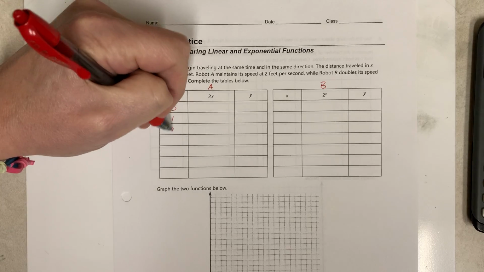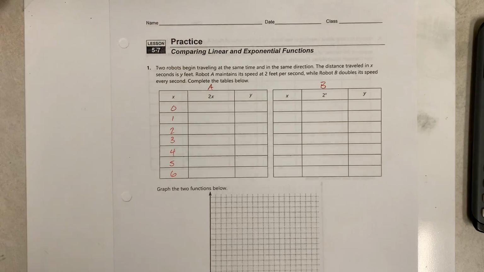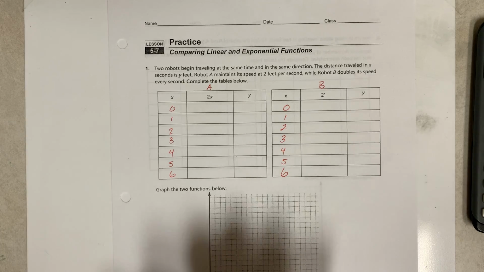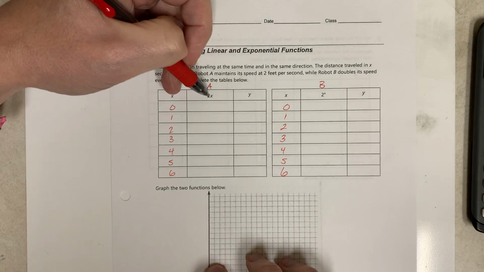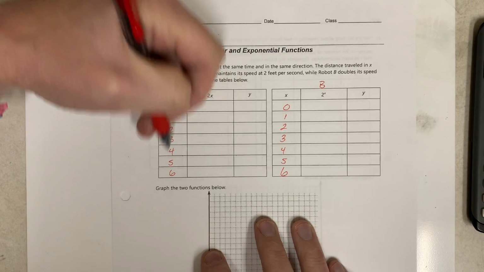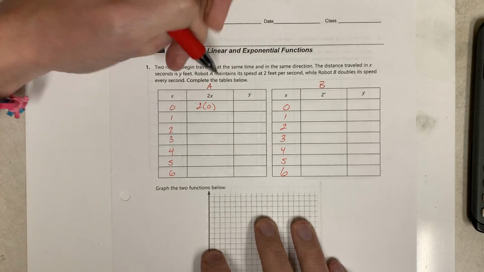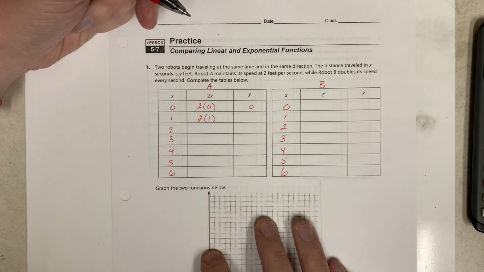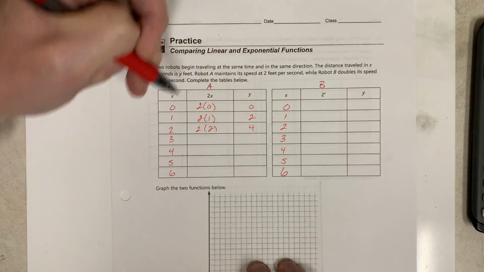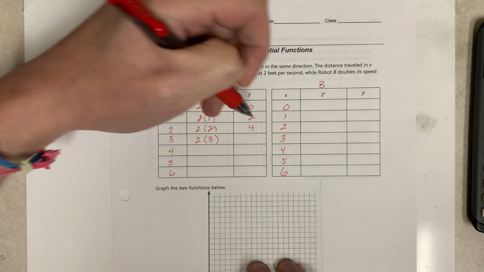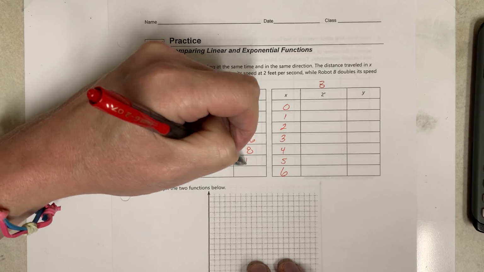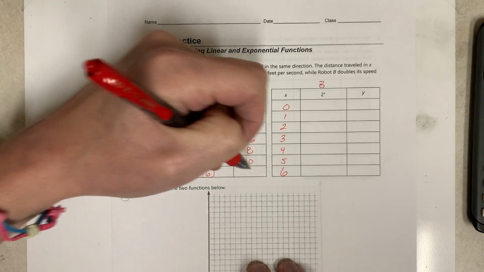So 0, 1, 2, 3, 4, 5, 6. And the same over here, 0, 1, 2, 3, 4, 5, 6. And we just need to complete the tables. So for robot A, it's 2 times x, so basically 2 times whatever these values are each time. 2 times 0 is 0. 2 times 1 is 2. 2 times 2 is 4. 2 times 3 is 6. 2 times 4 is 8, 2 times 5, 10, and 2 times 6 is 12.